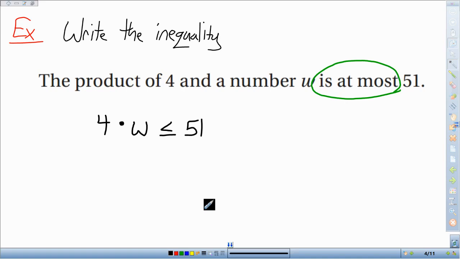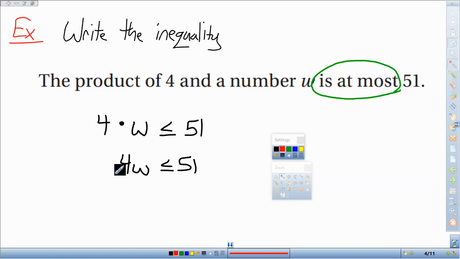Okay, so there is our inequality. If we wanted to simplify this, normally if we write 4 times w, we write that as 4w. This might be the cleaner way of representing it. I would take either, but this looks a little nicer, right? It didn't ask us to solve it, by the way, but just so you know, if we wanted to, 4 is being multiplied by w. So to get w by itself, we would get rid of 4 by doing the opposite, dividing. But we'll leave it here. We'll just write the inequality.